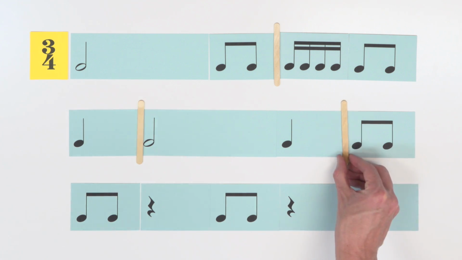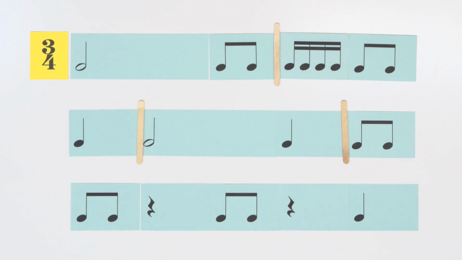If you're pointing here, you're correct. Now, can you point to where the next bar line goes? If you're pointing here, you're correct. And where should the last bar line go? If you're pointing here, you're correct. And since this is the end of our rhythm, we would want a double bar line.